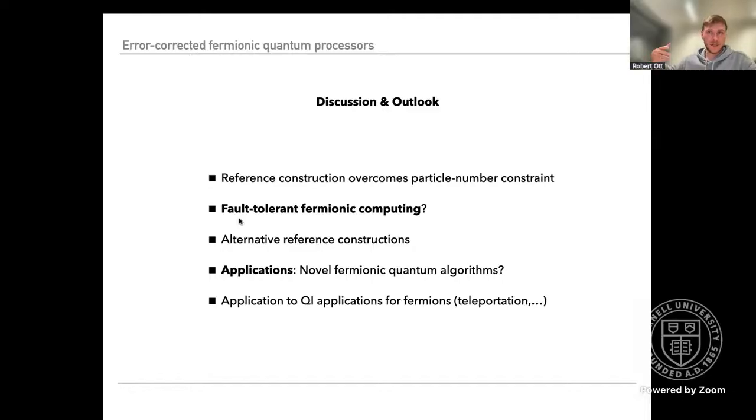If I have other spurious correlations in there, wouldn't this spoil my computation? Yes, in general it does. And the question is, okay, can we do something about it? And can we scale this to a fault-tolerant processing platform?